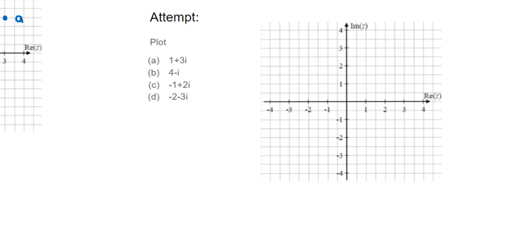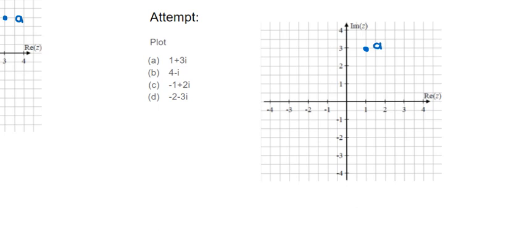Right, so the first one anyway is 1 plus 3i. So I'm going to go across to 1, and then it's plus 3i, so I'm going to go up to 3 on the imaginary axis. So 1 plus 3i would be there, so that would be where A is.